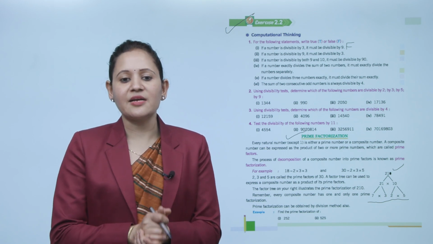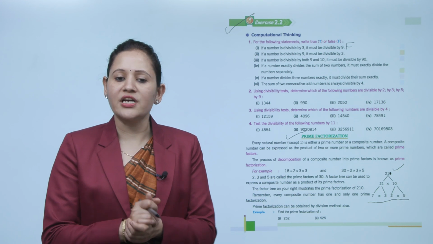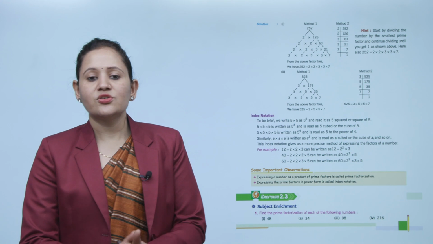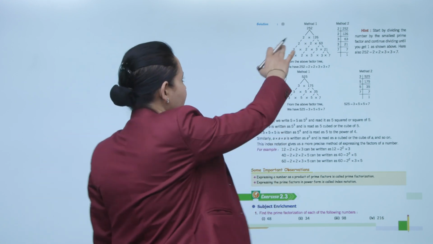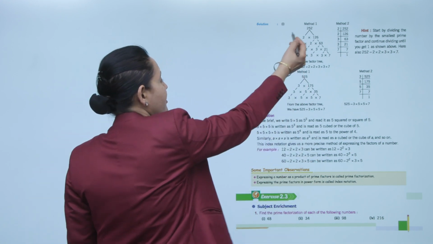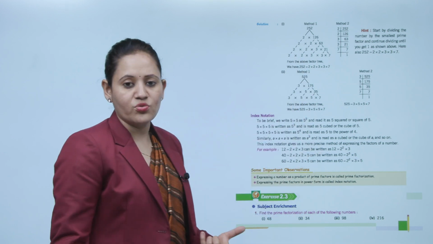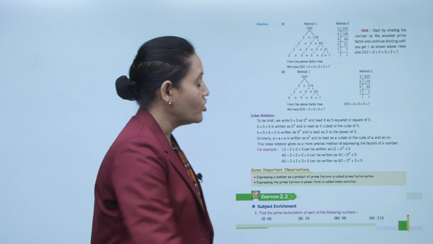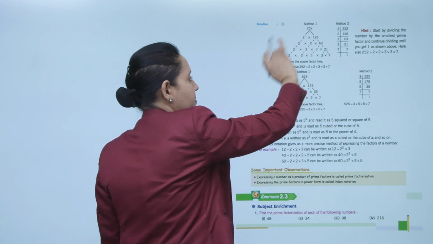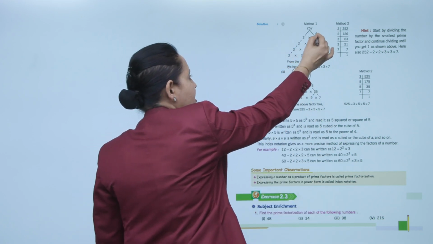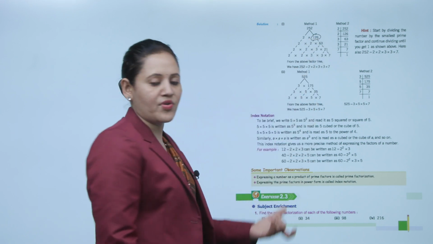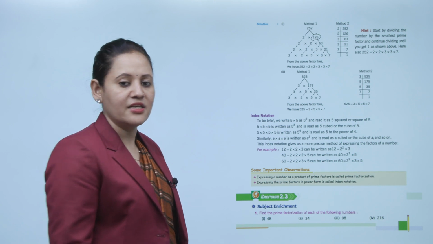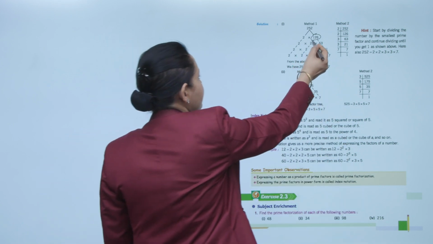Now we will take an example: find the prime factorization of 252. So here we are using the factor tree method. First, 252. The smallest prime number which can divide it exactly is 2. So 126 will come. 2 is a prime number, and 126 is a composite number. Again we will divide by 2, we will get 63. Now it cannot be divided by 2, so we will divide by 3.